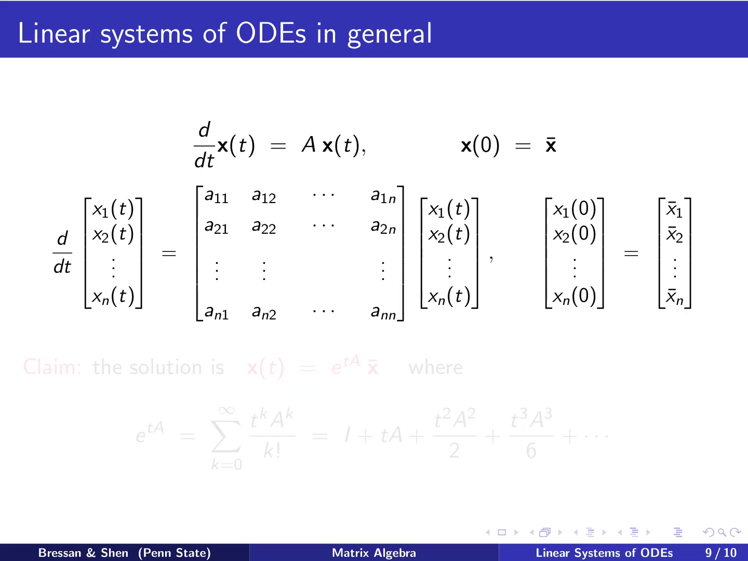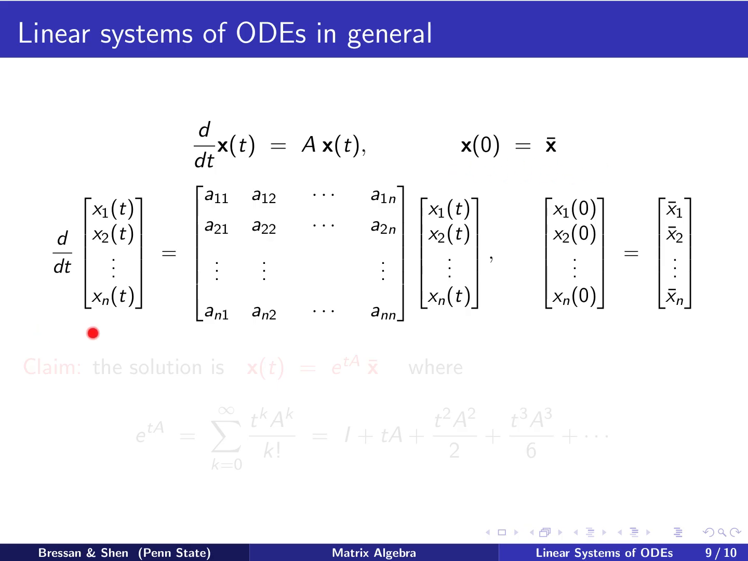So this motivates our study of such a problem in a general setting. Let's say we have a linear system of ODEs in general, so we can write it out like this. The time derivative of the x vector equals some A matrix times x, where A is a matrix of coefficients and x is your variable, and with initial conditions given.